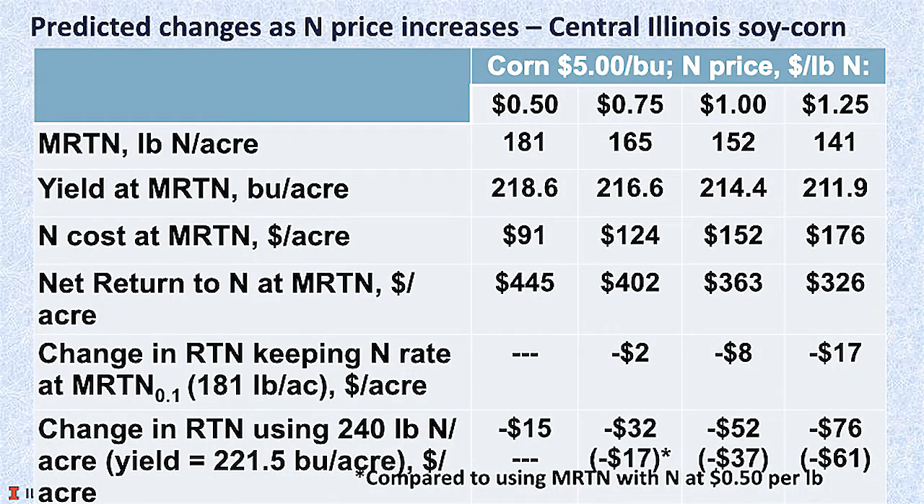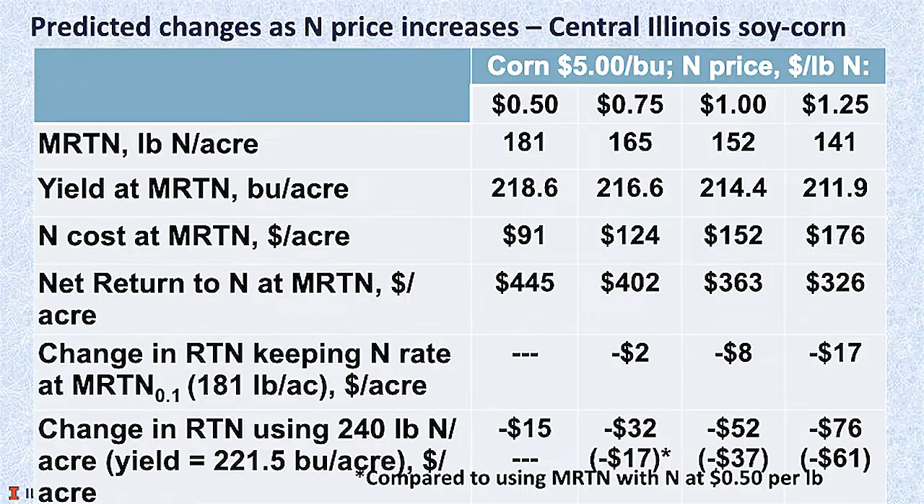This just puts numbers to those that I just showed you. It's a bad deal when we get higher nitrogen prices. Our return to nitrogen goes down rather quickly, as you can expect. You can see here it goes from 181 at 50% nitrogen and $5 corn to 165 at 75% nitrogen to 152 at $1 nitrogen to, sorry, 141 when nitrogen's $1.25.